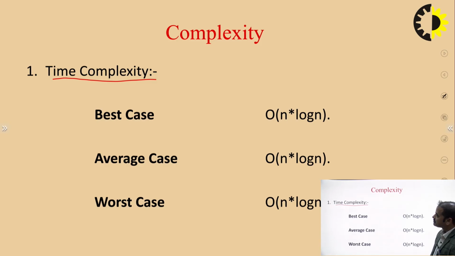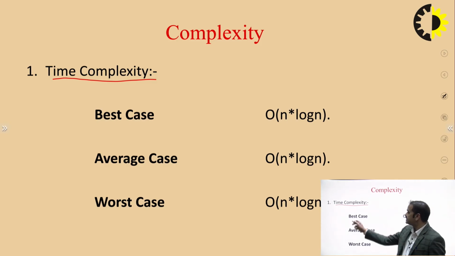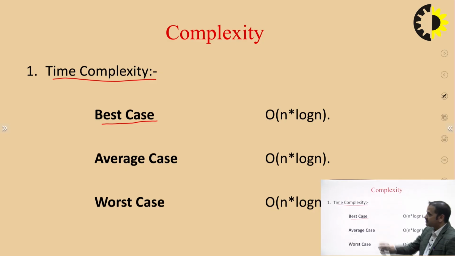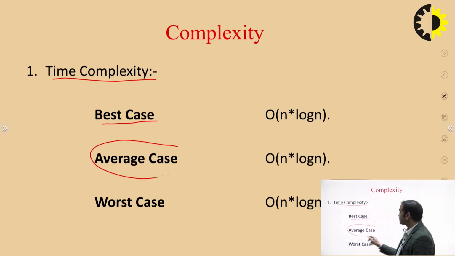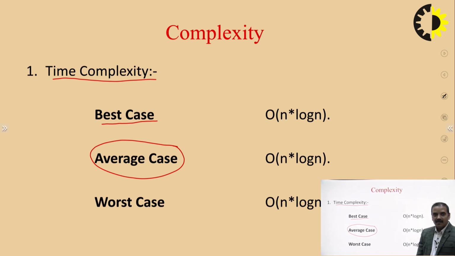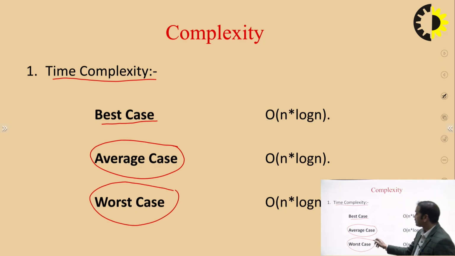There are three types of time complexity. The first one is the best case, which gives near about the exact time of execution. The second one is the average case, which gives plus or minus the near about execution time. And this is the worst case. This gives the maximum time taken by the program to execute inside main memory.